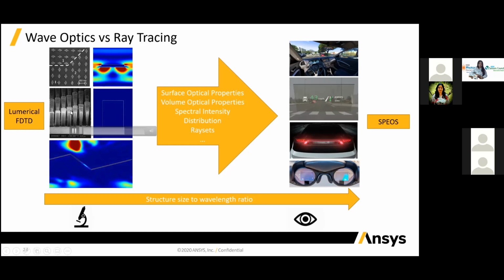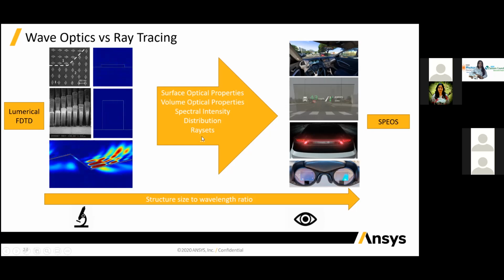So you can see that you can run this using the Lumerical FDTD for the nanophotonic side of it. And you can import the surface optical properties, volume optical properties, and the spectral intensity distribution rays. You can import those data to the macroscopic scale and see the whole behavior of the device.